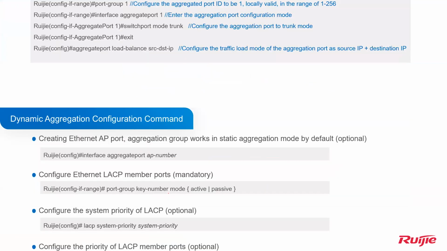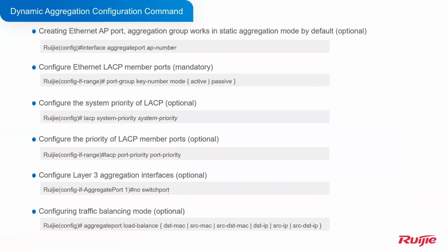And next, let's see the configuration of the dynamic mode. Creating Ethernet AP ports, aggregation groups work in static aggregation mode by default. So interface aggregate port, for example, interface aggregate port 1, and then configure Ethernet LCP member ports. Port group, the key number, right? And then for the mode, we can choose it to be active or passive mode.